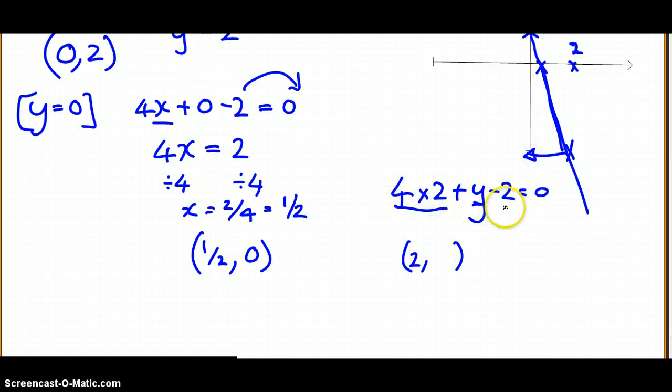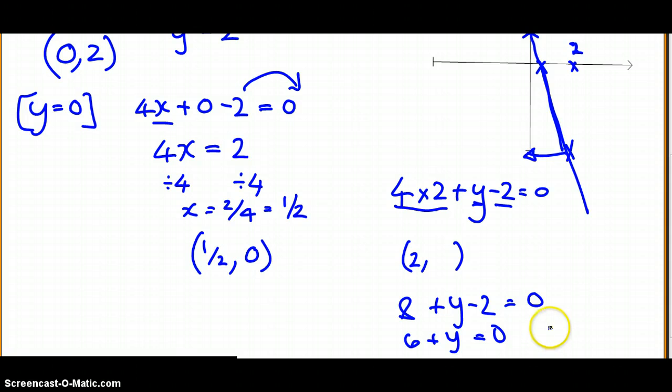Let's work it out. 4 2's, 8. Plus y minus 2 must give me 0. 8 minus 2, that's 6. 6 plus y must give me 0. So I can see y is going to be minus 6, and that seems like a good number to me. It's roughly in the right place on the equation, and that just helps me put an extra plot in to get the line drawn perfectly correct.